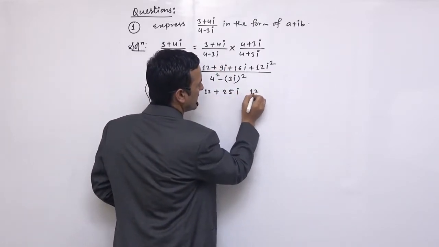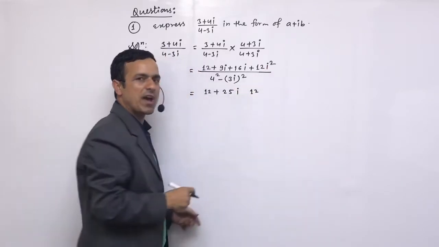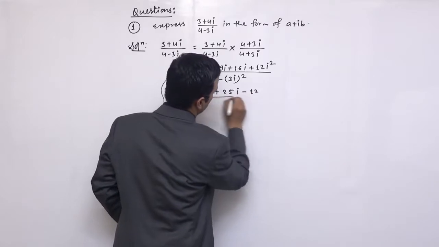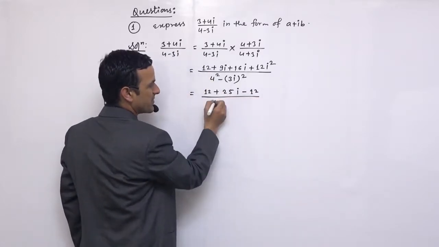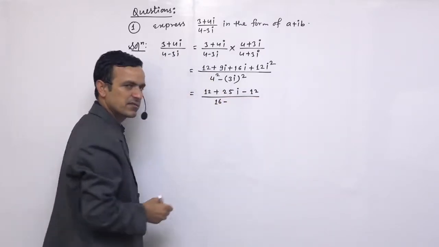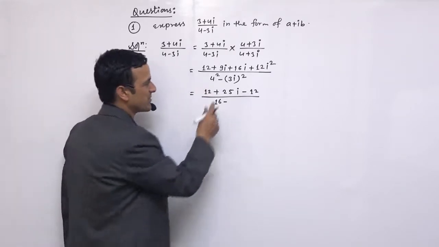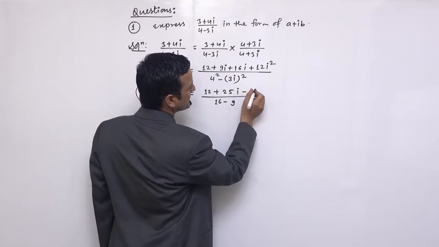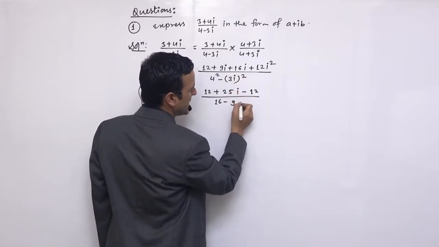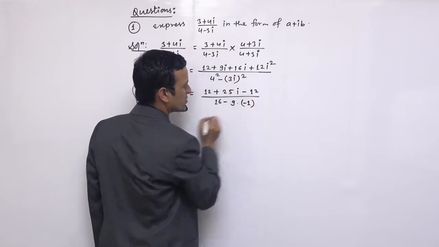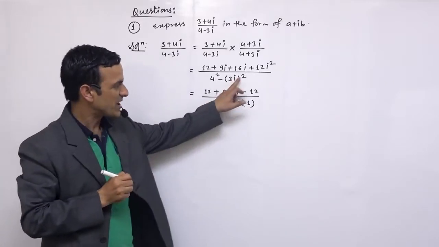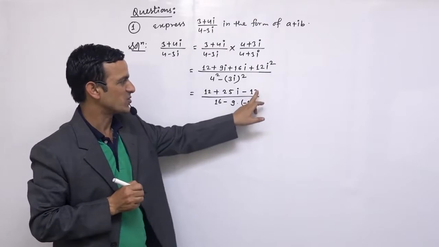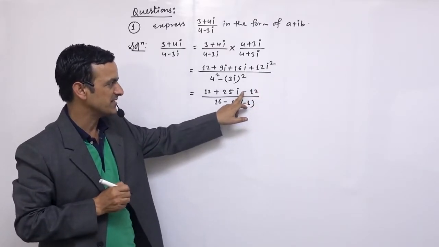And here is 12, and i square means minus 1. So write down minus. Divided by 4 square means 16. (3i) whole square means 3 square means 9. And i square means minus 1. This is minus 1. i square is also in this, so I wrote minus 1. The value of i square is already minus 1, so there is a minus here.